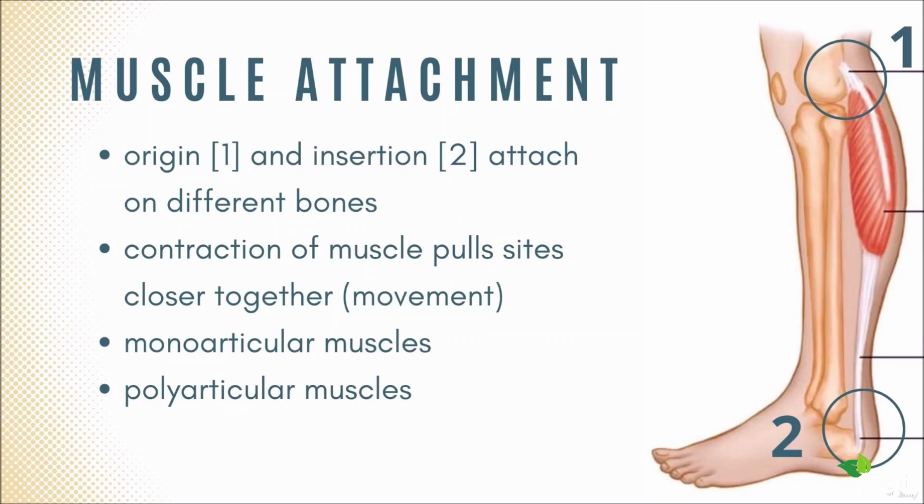So with the contraction of a muscle, the sides get pulled closer together and the movement gets created, and the joints move and change their angles. We also differentiate between monoarticular muscles and polyarticular muscles. Monoarticular means that the muscle only attaches to a single joint, while a polyarticular muscle attaches to several joints in order to provide stabilization at one joint and to pull at the other. In this example here, we have a polyarticular muscle, as the knee and the ankle are both involved in the movement.